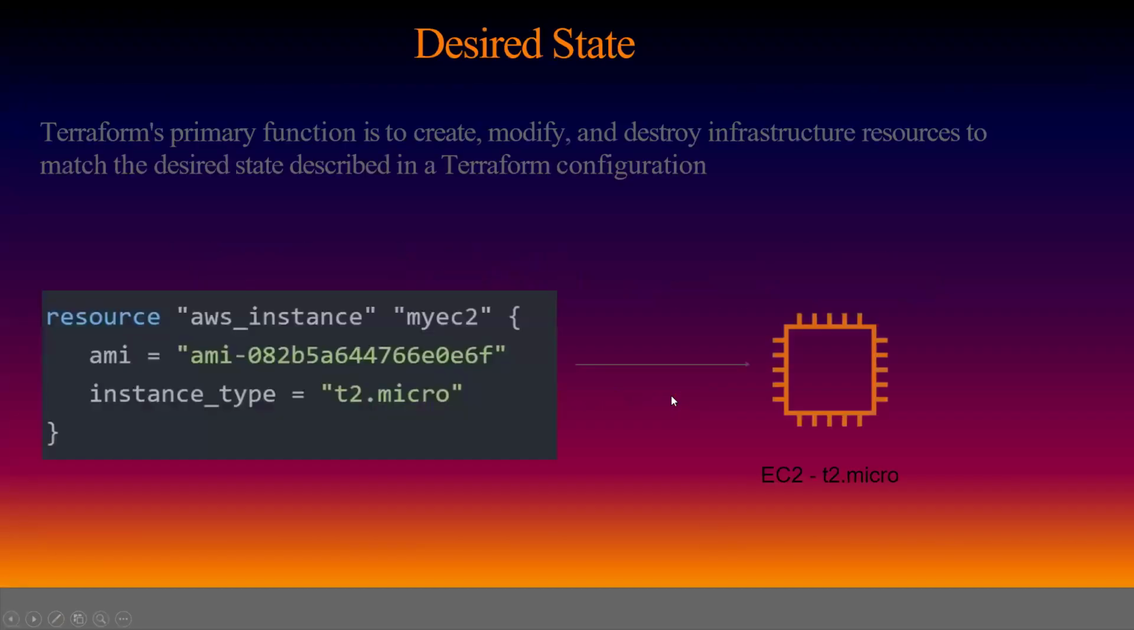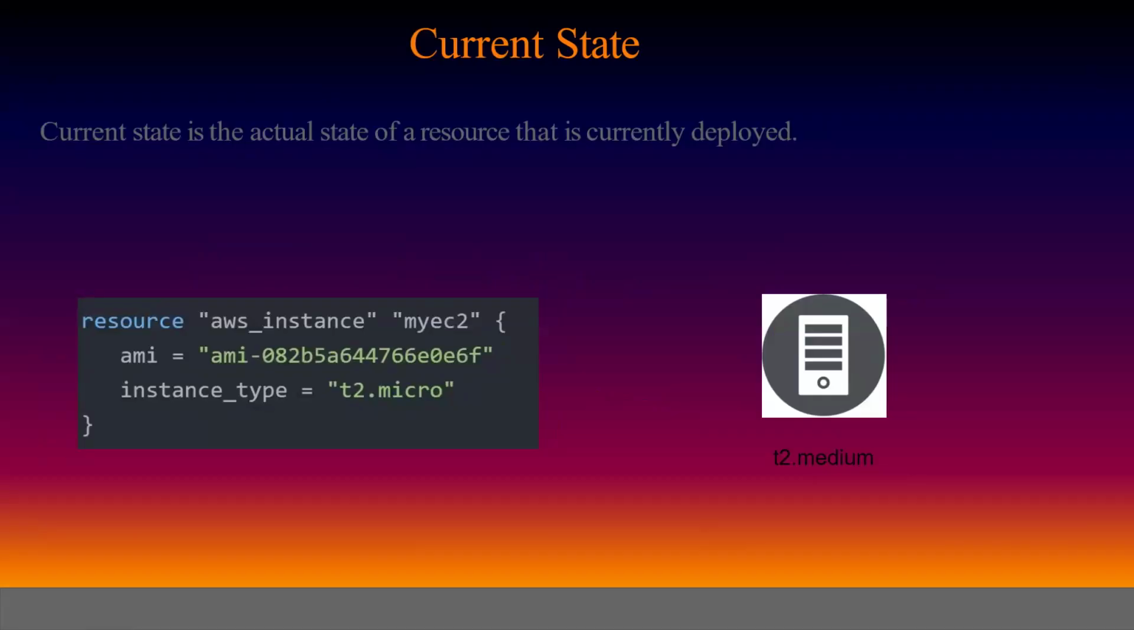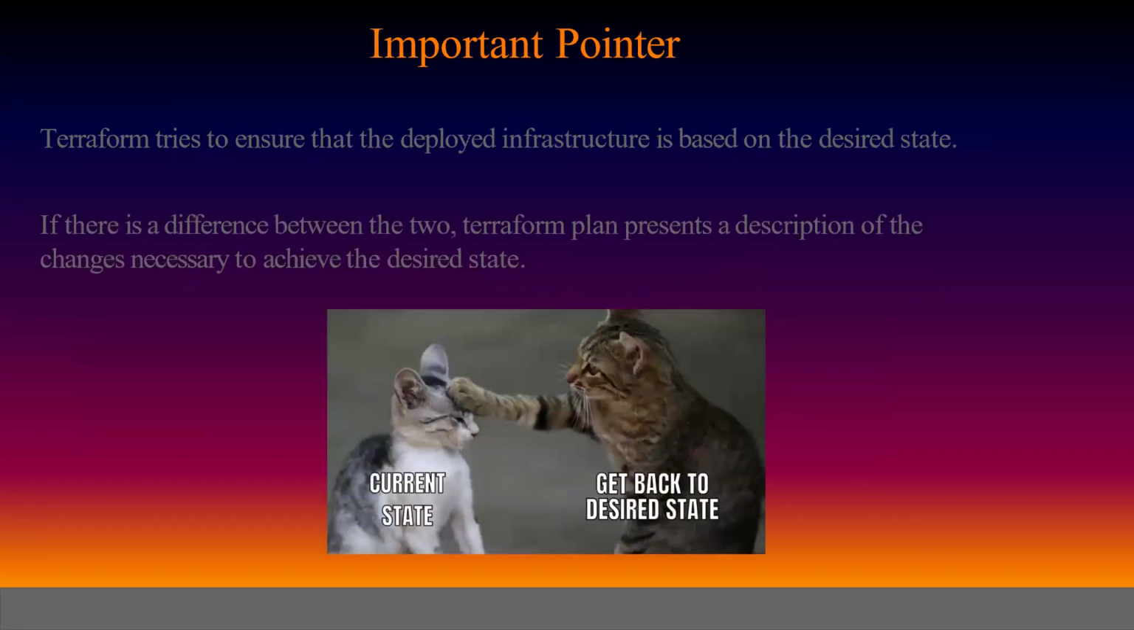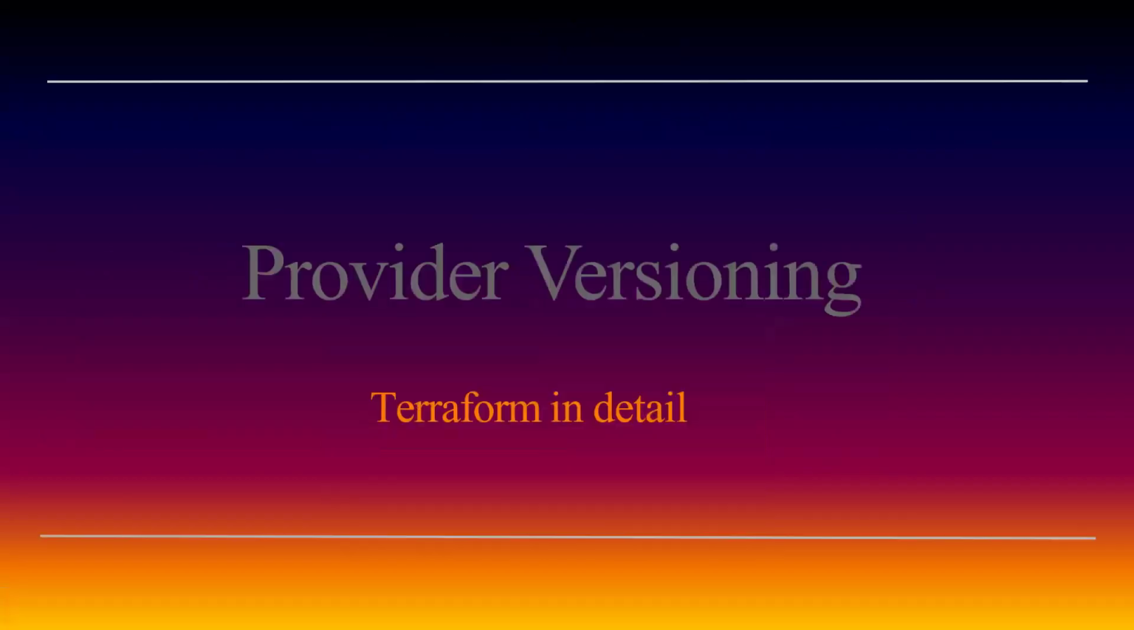So, desired state and current state. Desired state: Terraform's primary function is to create, modify, and destroy infrastructure resources to match the desired state described in the Terraform configuration. Current state is the actual state of the resources that is currently deployed. Important point: Terraform tries to ensure that the deployed infrastructure is based on the desired state. If there is a difference between the two, terraform plan presents a description of the changes necessary to achieve the desired state. Okay.